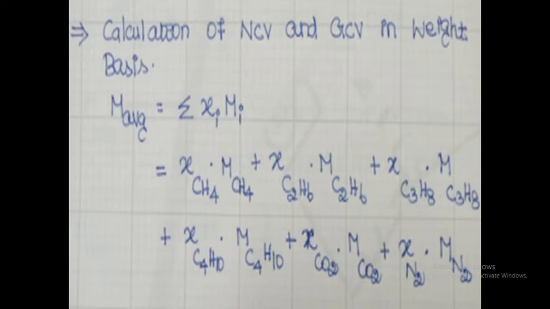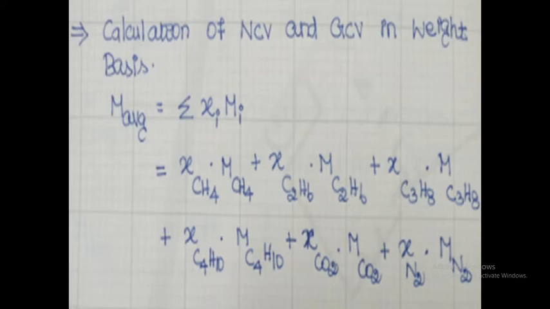Already we have GCV and NCV on a mole basis. Now we are going to calculate NCV and GCV on a weight basis. How will we calculate GCV and NCV on a weight basis? With the help of molecular weight. For this problem, more than one component is present, so this is a gaseous mixture problem. That's why we should take the average molecular weight. What is the formula for average molecular weight? M average is equal to summation of Mi into Xi. Are you clear? Okay. For this problem we have methane, ethane, propane, butane, carbon dioxide and nitrogen. Are you clear? Okay.